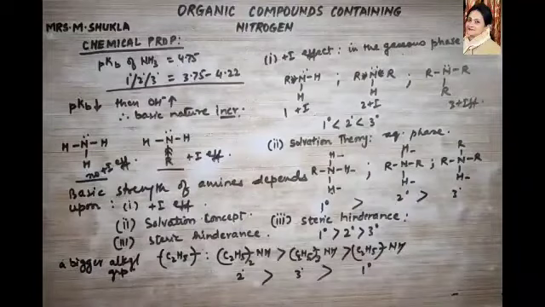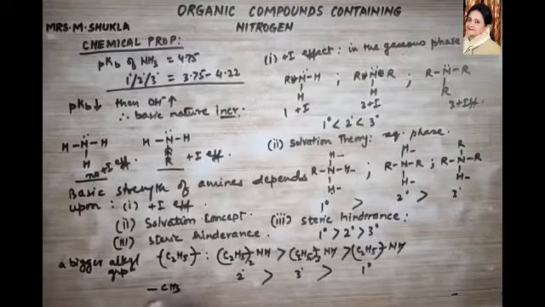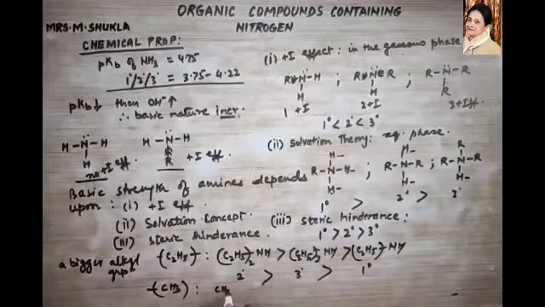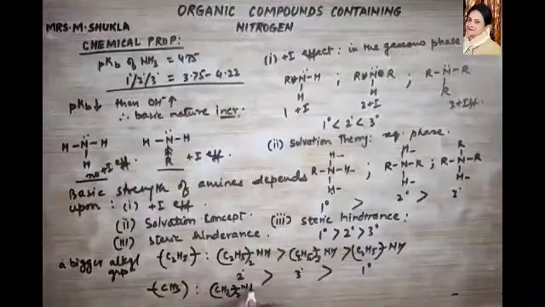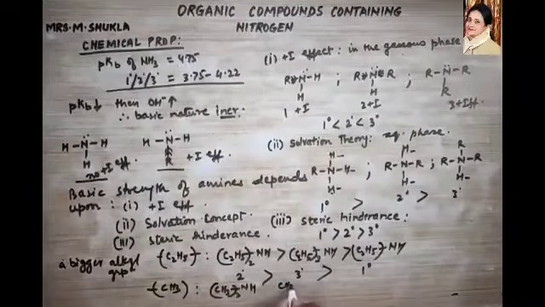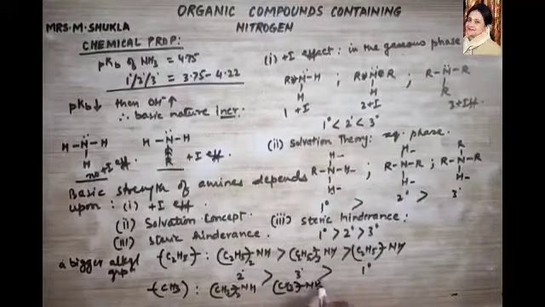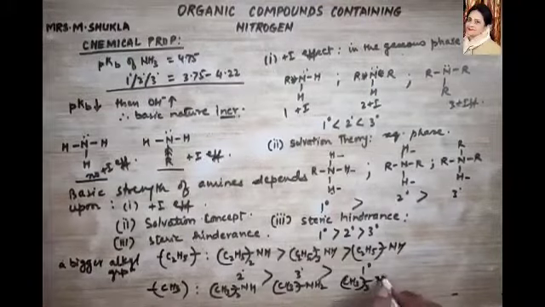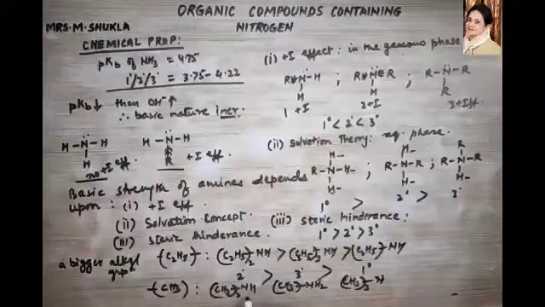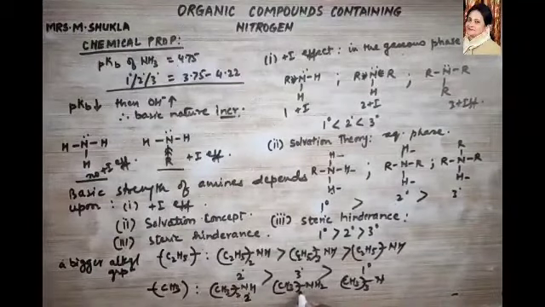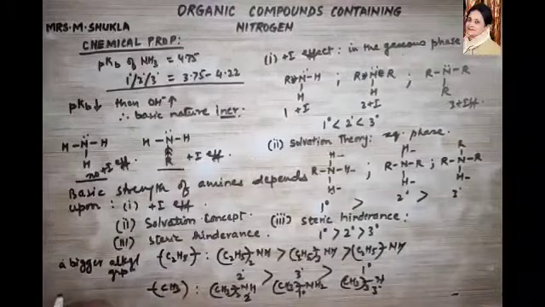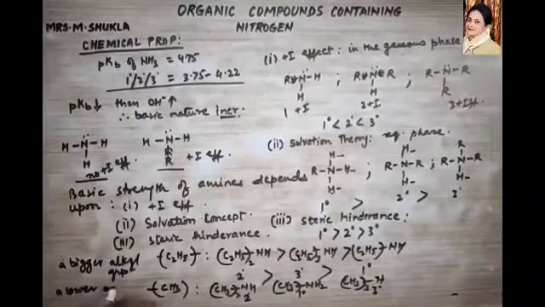What if we take a smaller group, for example the CH3 group? Let's check this one. If we have a CH3 group, then (CH3)2NH, and if I take CH3NH2, and if I take (CH3)3N. So what is this? This is your secondary amine, this is your primary amine, this is your tertiary amine. Over here also, if you take a lower alkyl group, then what do you see?